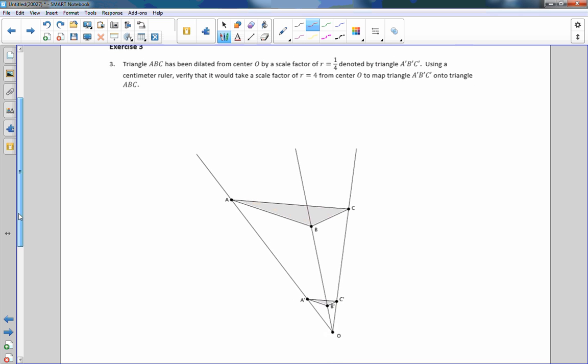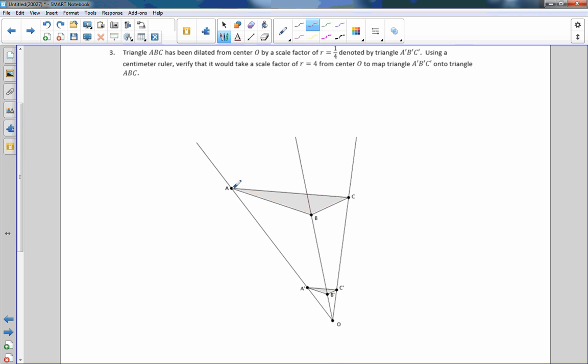Exercise 3. Triangle ABC, right here, has been dilated from center O by a scale factor of r equals 1/4, which means it is scaled down smaller. So here it is, 1/4 the size of the original, denoted by triangle A prime, B prime, C prime. Using the centimeter ruler, verify that it would take a scale factor of r equals 4 from center O to map triangle A prime, B prime, C prime onto triangle ABC.